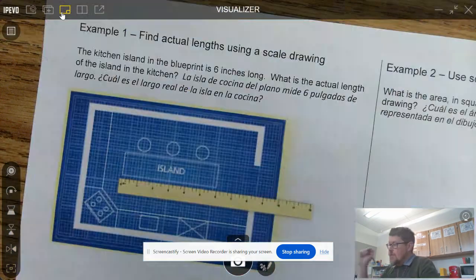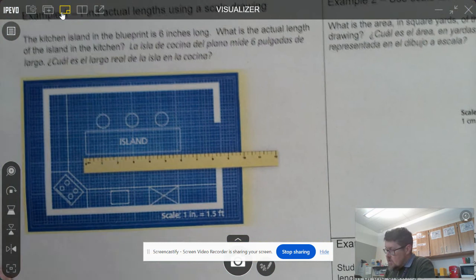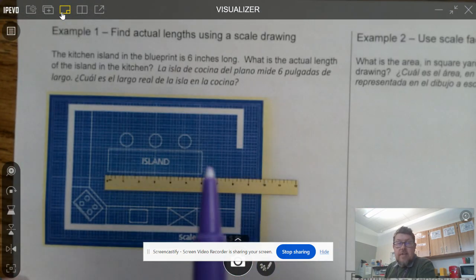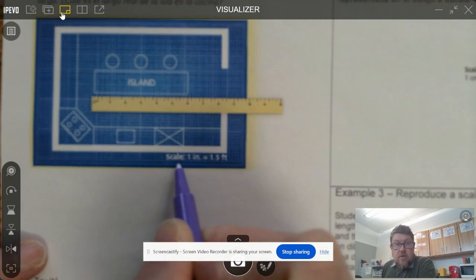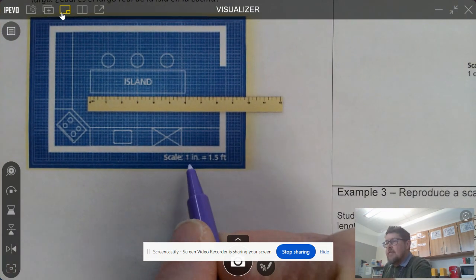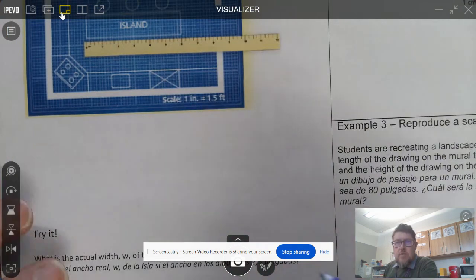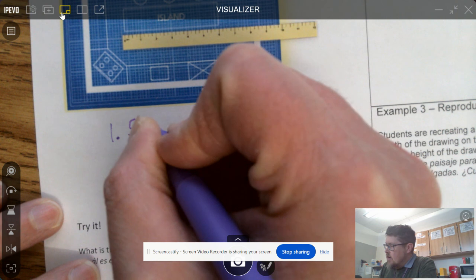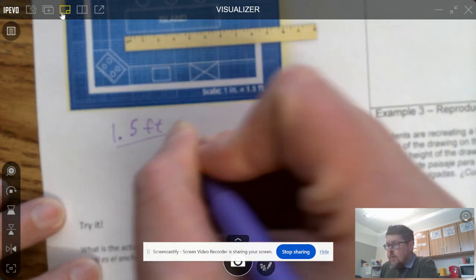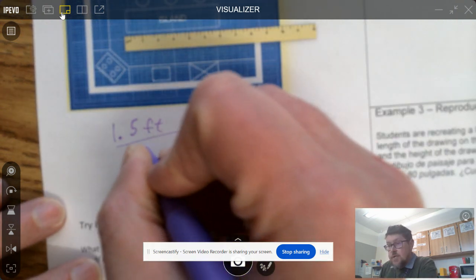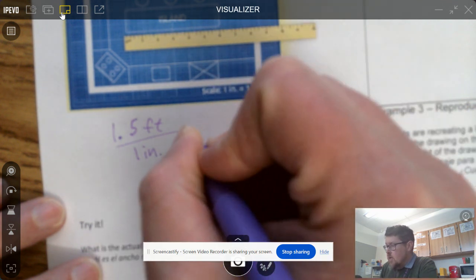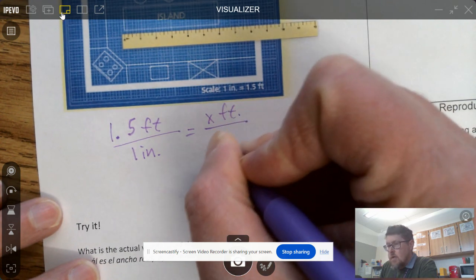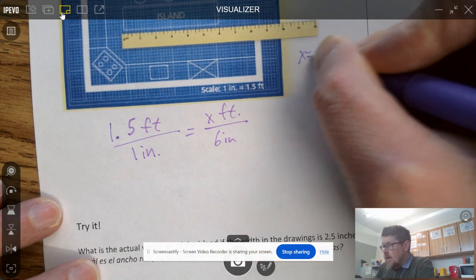All right, the kitchen island in the blueprint is 6 inches long. Kaboom. What is the actual length of the island in the kitchen? So we've got our scale down here as 1 inch is equal to 1.5 feet. I did the work earlier, so I don't have to think when I'm doing the video. We're going to set up our proportion, because these are proportional relationships, equals x feet over 6 inches. And x is the length of the island.